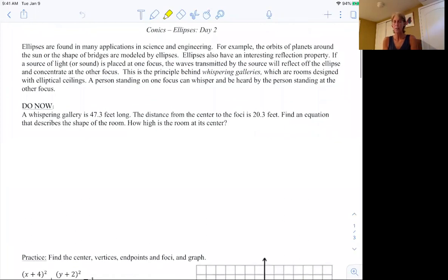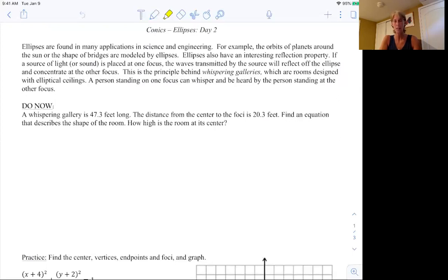So ellipses are found in many applications in science and engineering. For example, the orbits of planets around the sun or the shape of bridges. Ellipses also have an interesting reflective property. If a source of light or a sound is placed at one focus, the waves transmitted by that source will reflect off the ellipse and concentrate at the other focus. This is the principle behind whispering galleries.